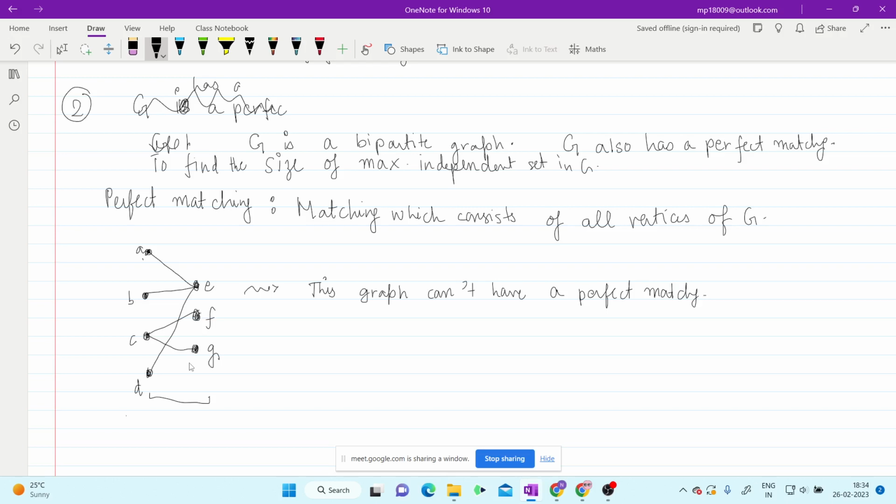Also, you see that here this is X and this is Y. So if the order of X is less than the order of Y, can this graph have a perfect matching? Not possible, right? Is this clear to everybody?